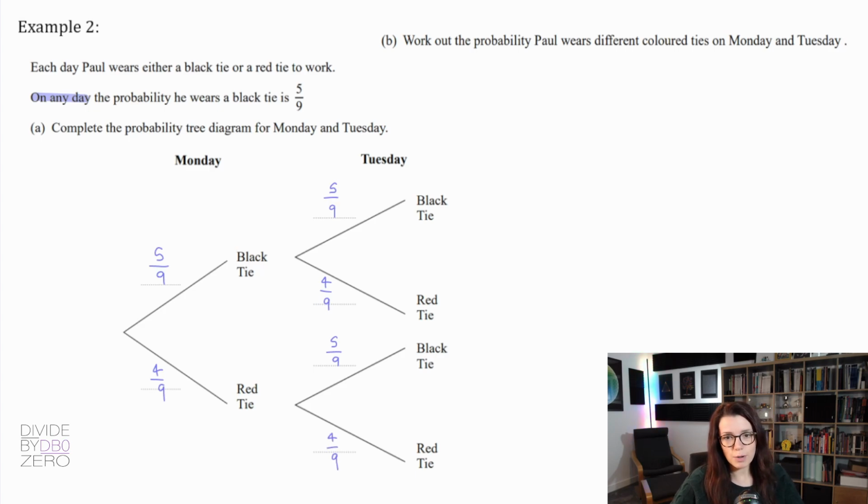Part B, work out the probability that Paul wears different coloured ties on Monday and Tuesday. So this time the pathways that we're interested in are these.